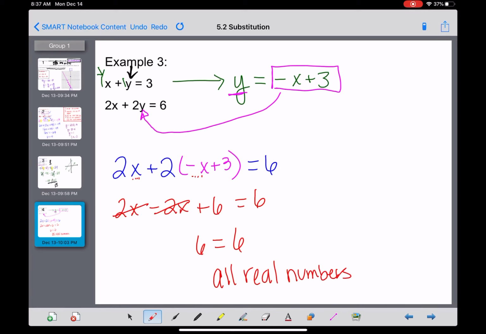Or infinitely many solutions. Graphically, if I were to graph these two lines, they would be the same exact line resting on top of one another. So that means that they intersect at every single point.